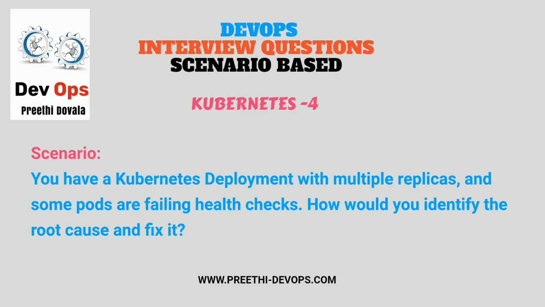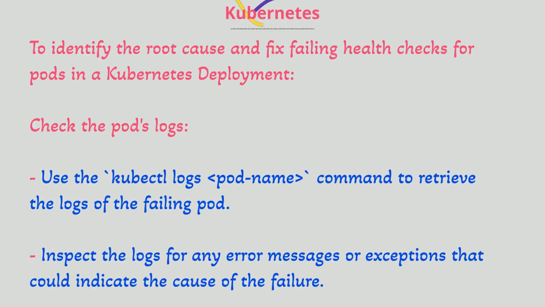How would you identify the root cause and fix it? To identify the root cause and fix failing health checks for pods in a Kubernetes deployment, check the pod's logs. Use the kubectl logs command to retrieve the logs of the failing pod. Inspect the logs for any error messages or exceptions that could indicate the cause of the failure.